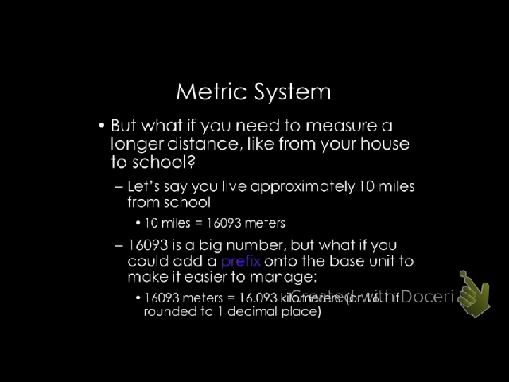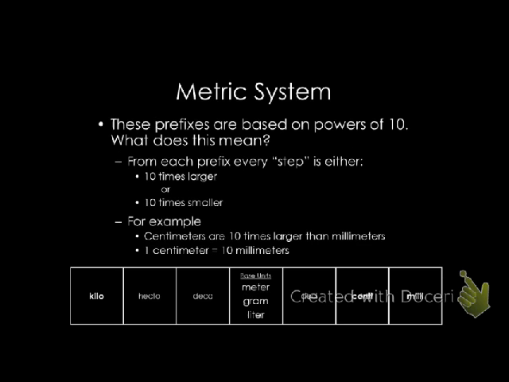16,093 meters is actually equal to 16.093 kilometers. Or if we wanted to round it, it would be 16.1 kilometers. And so 16.1 is a little bit easier to imagine than 16,093. We can picture what 16 of something would look like, but 16,000, much more difficult. And that's where the prefixes really help us.